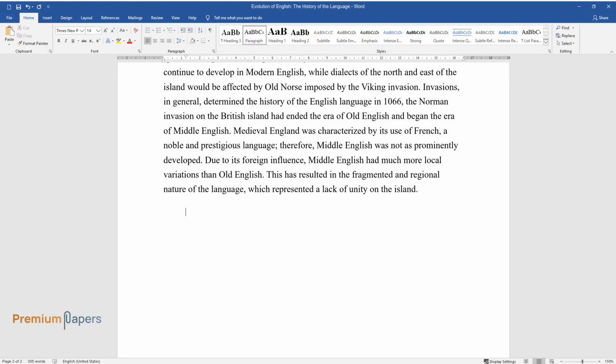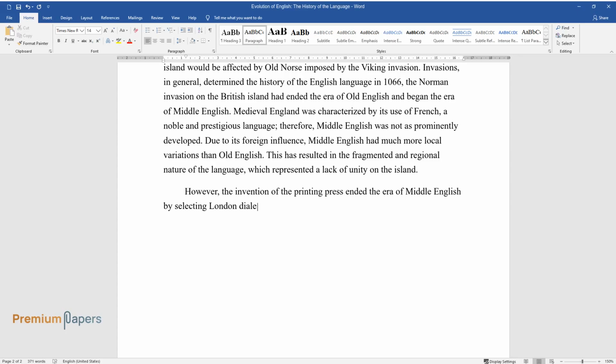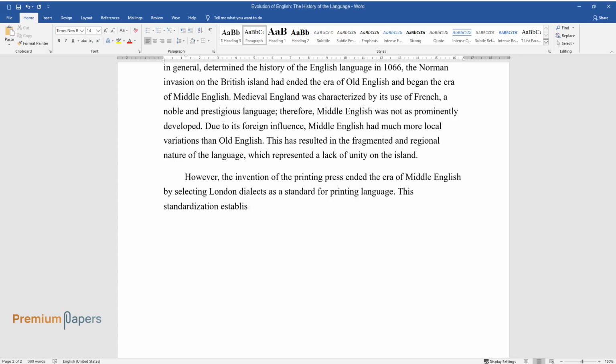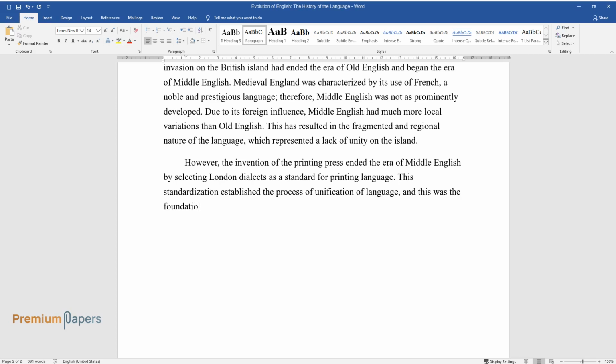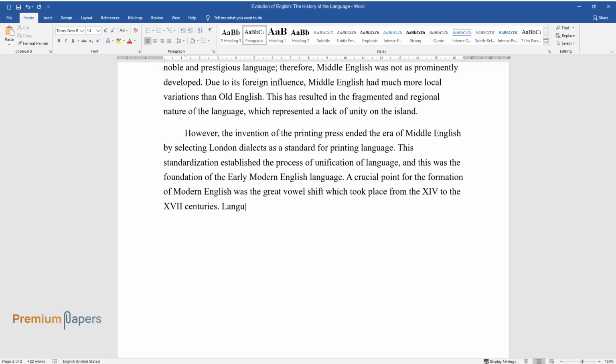island. However, the invention of the printing press ended the era of Middle English by selecting London dialects as a standard for printing language. This standardization established the process of unification of language, and this was the foundation of the early modern English language. A crucial point for the formation of modern English was the Great Vowel Shift, which took place from the 14th to the 17th centuries.